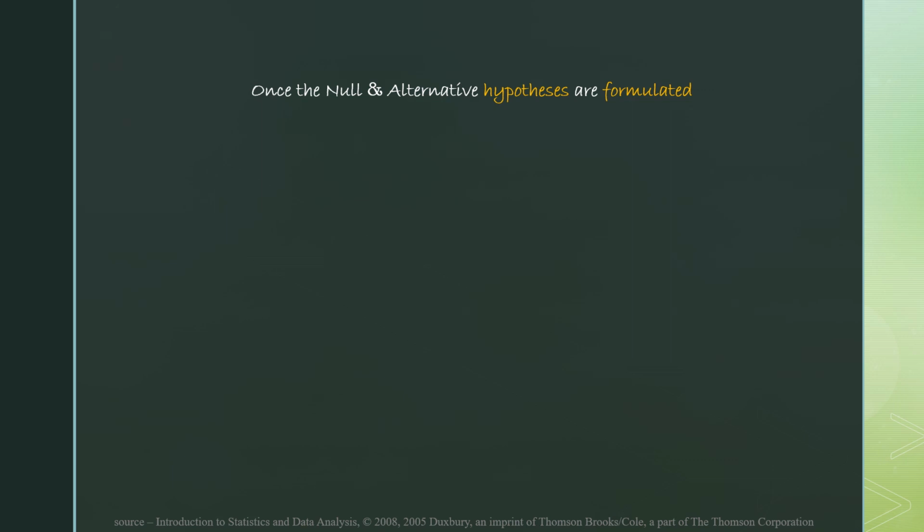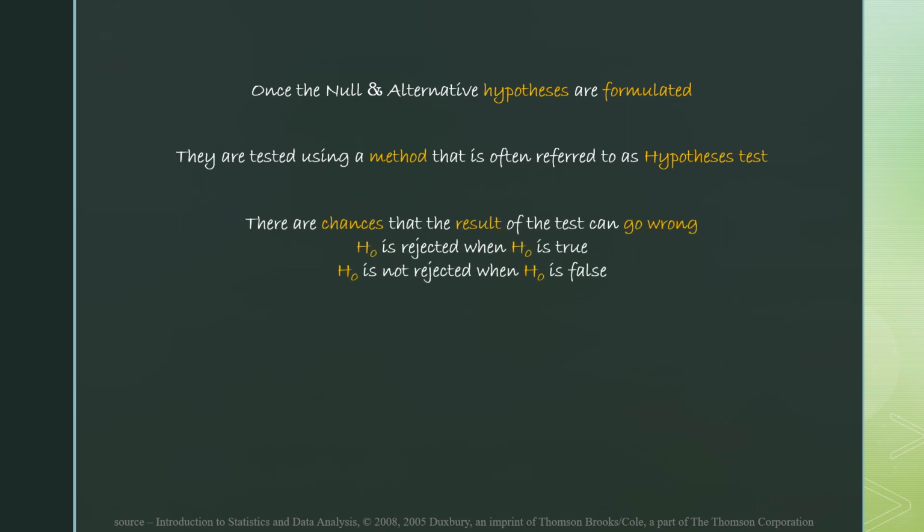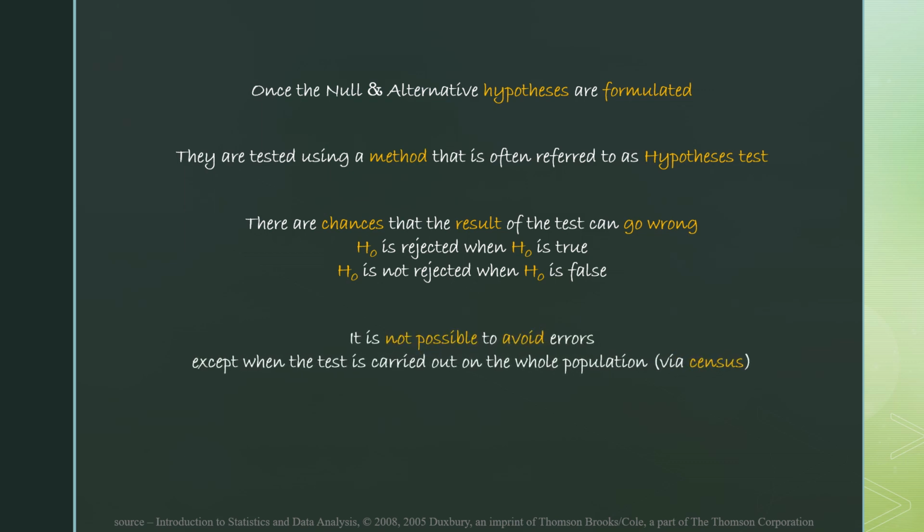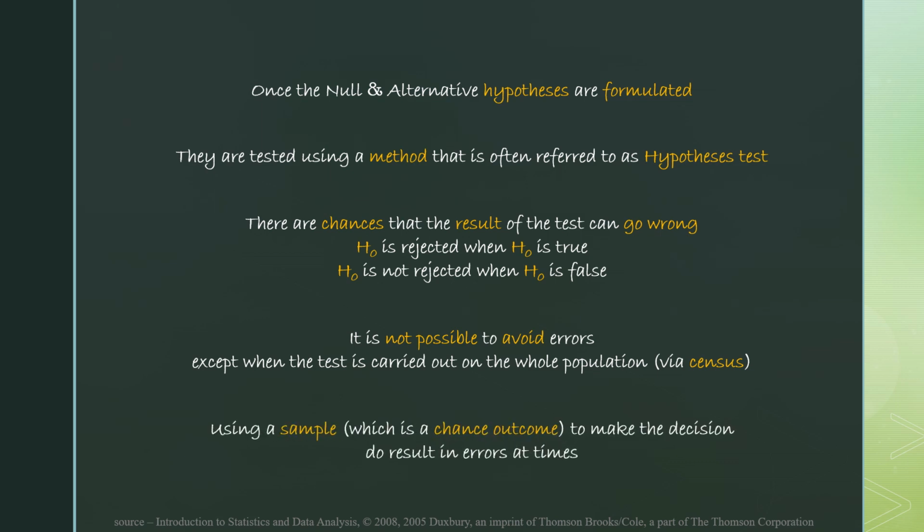Once the null and alternative hypotheses are formulated, they are tested using a method that is often referred to as hypothesis test. There are chances that the result of the test can go wrong. That is, H0 is rejected when H0 is true, or H0 is not rejected when H0 is false. It is not possible to avoid errors, except when the test is carried out on the whole population, that is via census. Using a sample, which is after all a chance outcome, to make the decision does result in errors at times.